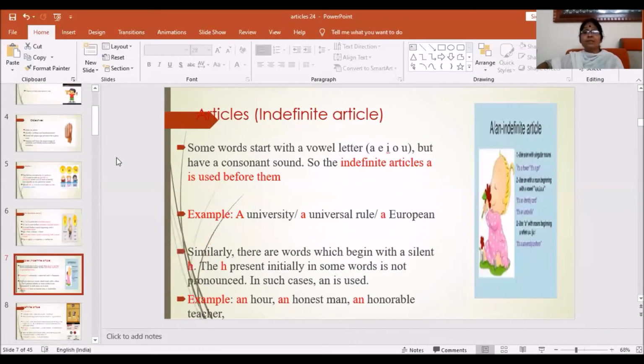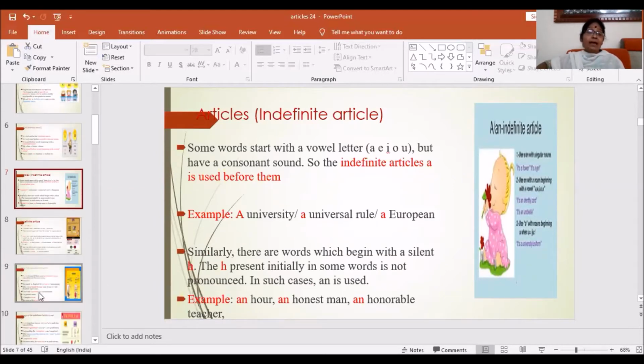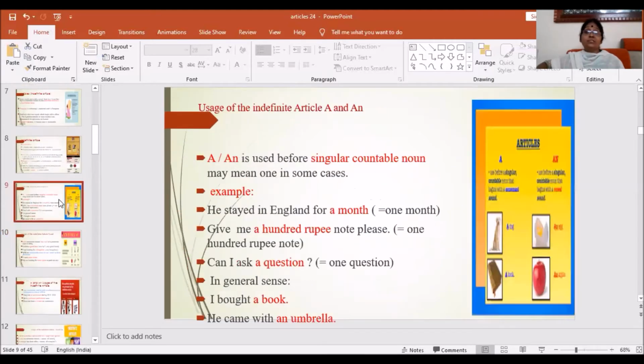So let us just once again brush up that indefinite articles a and an are used before nouns that are singular and countable, right? A is used before words that begin with a consonant sound and which are singular and countable, an is used before nouns that are singular and countable, but which have a vowel sound, right? And where is the usage? That is, we use a and an before a singular countable noun when we mean it as one, right?